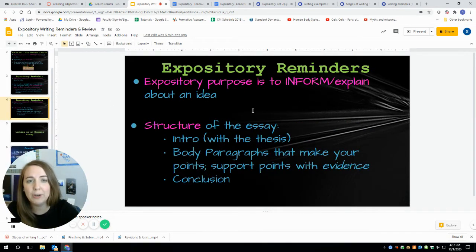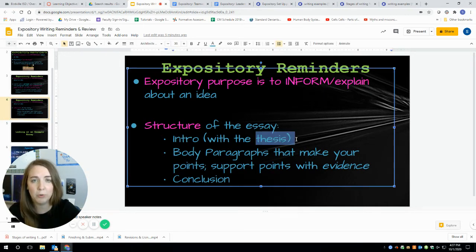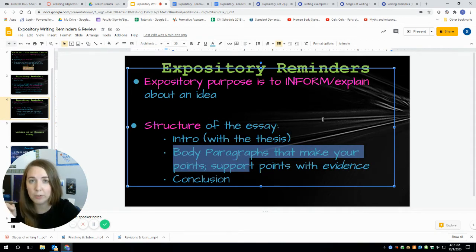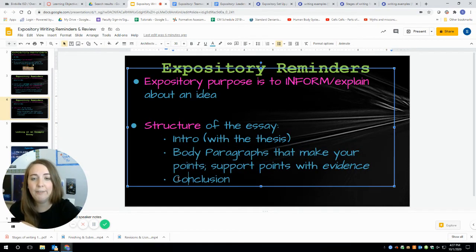One last reminder, expository essays have a very consistent structure. You're going to have an intro, and that intro has something called a thesis, which we're going to review in the next video. It's going to have body paragraphs, and the purpose of those body paragraphs is for you to state your points and to give some evidence and back up what you're saying. And then finally, your last paragraph is going to be your conclusion.